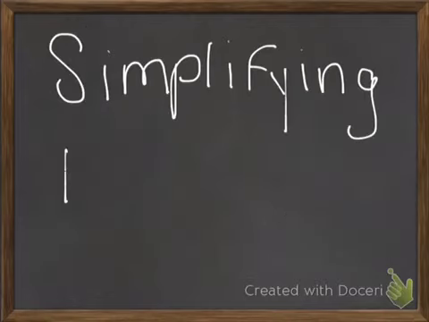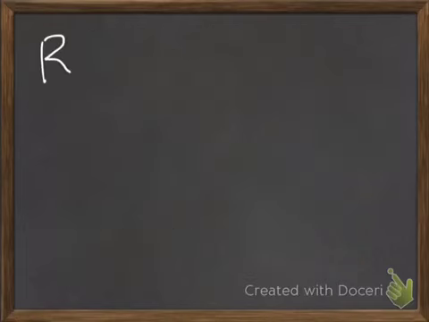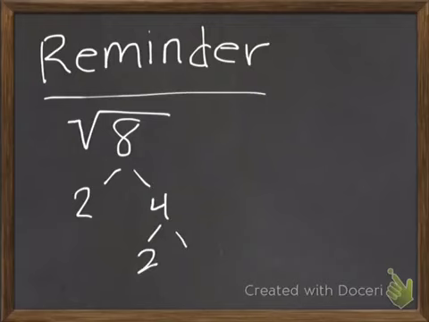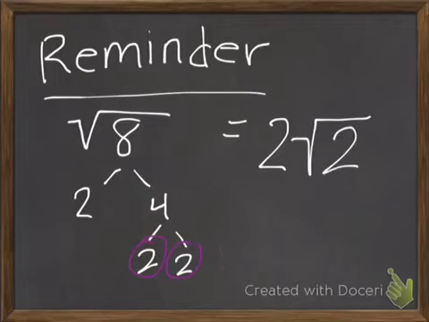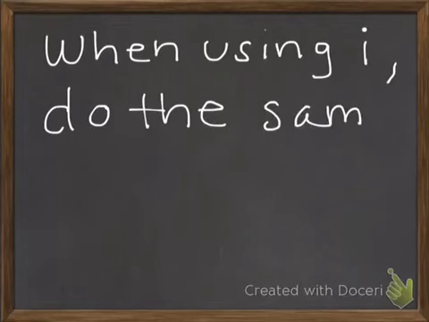Now we're going to move on to simplifying radicals, using I, of course. Here's a reminder. When simplifying radicals, you have to simplify it down to its prime factorization. So 8 would become 2 and 4. The 4 would simplify down to 2's. And because they're a pair, they move out of the radical, like a couple moves out of the house. And so radical 8 would become 2 radical 2. When using I, do the same thing.